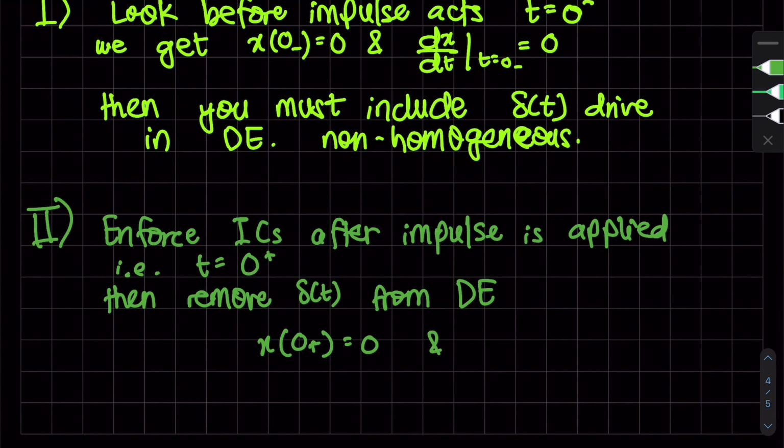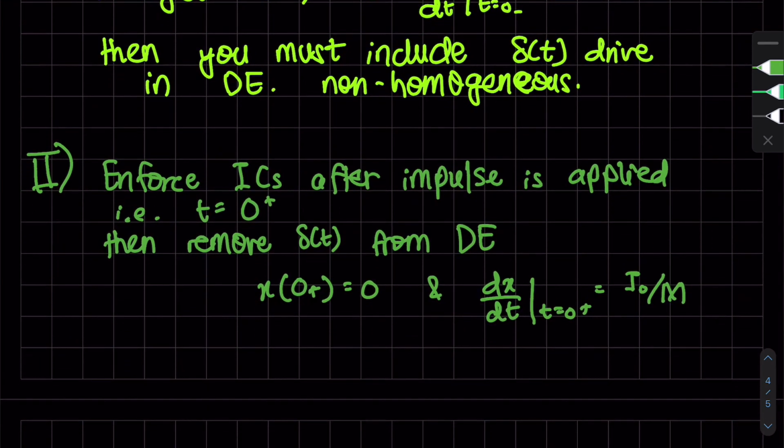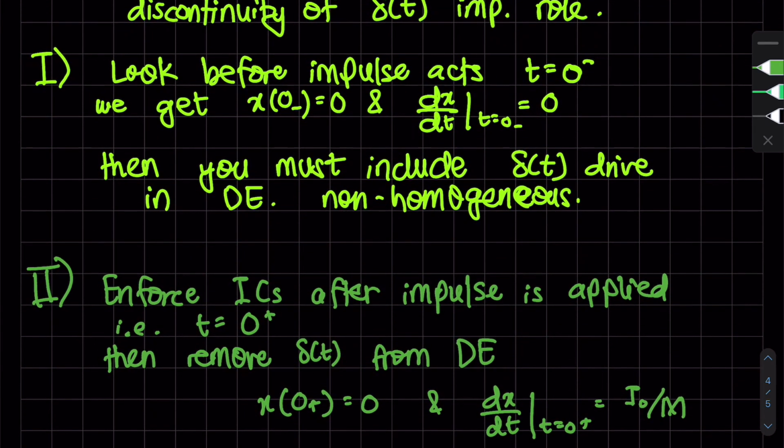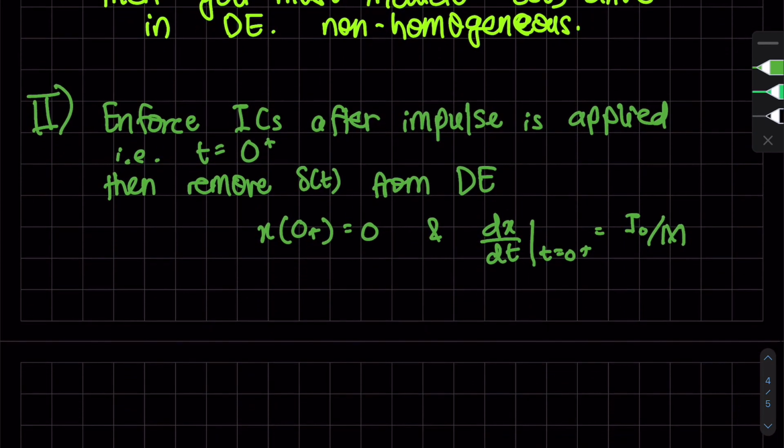But the first time derivative at 0 plus is not going to be 0. It's going to be I naught over capital M. Why is that, and why is x of 0 plus 0, and why does that match with x of 0 minus? That's because if you have a particle, or in this case the spring block oscillator, this is at 0 minus, and this is what it is at 0 plus.